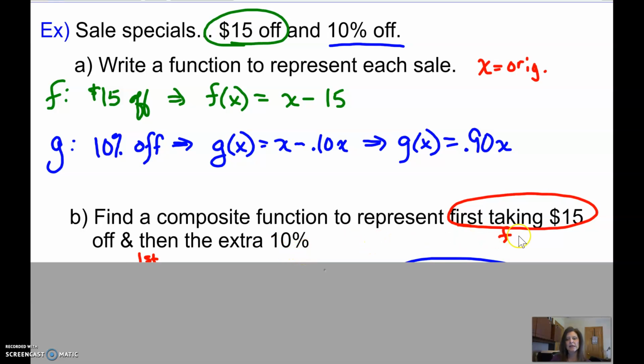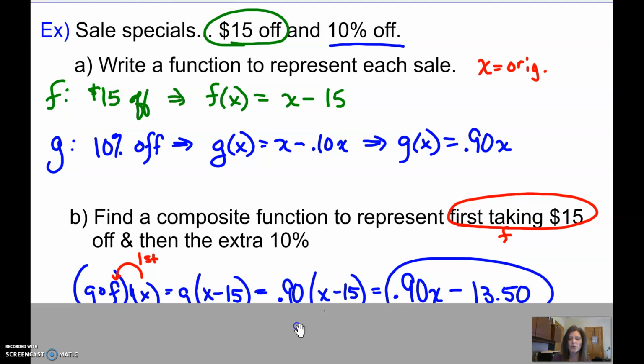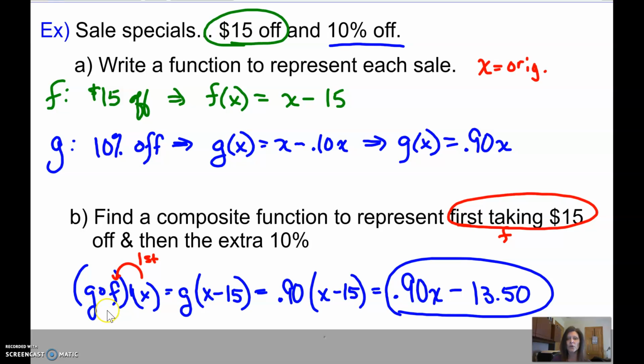Okay, so what if we want to first take the $15 off and then the extra 10%? Well, in that case, f is taking $15 off and g is the extra 10%. So I would first have to do the $15 one. I'd have to do f first and then apply g next. So what I really want is g of whatever f of x is. That means I'm going to take g of x minus 15, which means I'm going to take 0.90 times that, and distributing, we come up with 0.90x minus 13.50. That would be a way to directly calculate the final price.